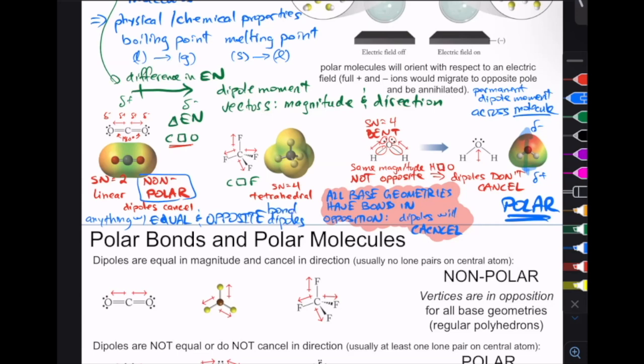If it's not equal, but they're in opposition, it's still going to be polar because now the magnitudes aren't the same. And I'll show you an example of that. If they're all equal, but they're not in opposition, they're not going to cancel out and it's going to be polar.